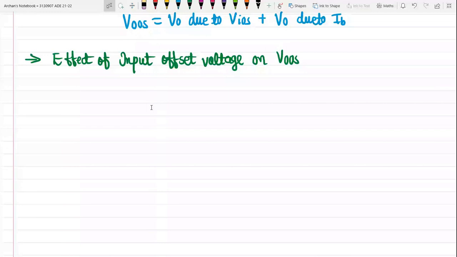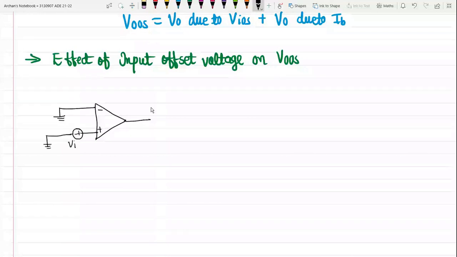Now where is this input offset voltage? See, the input offset voltage is available at the input terminal. One of the input terminals, or maybe both. So let us say this inverting terminal is grounded, and at the non-inverting terminal we have this input offset voltage. Because of the application of the input offset voltage, we are able to nullify the output voltage. So we are making this output voltage equal to 0 by application of a small input offset voltage.